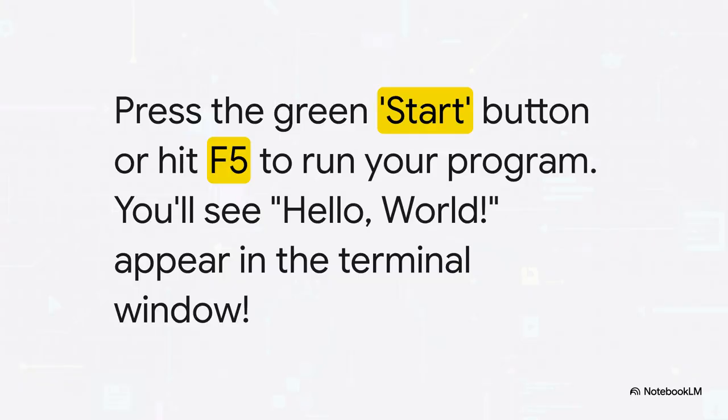Okay, let's put it all together. Press that big green start button at the top of the screen, or you can just hit the F5 key. A little black terminal window is going to pop up, and you'll see it, Hello World, right there on the screen. And that's it. Congratulations! You have officially written, compiled, and run your very first program.